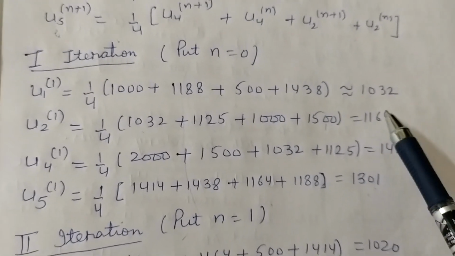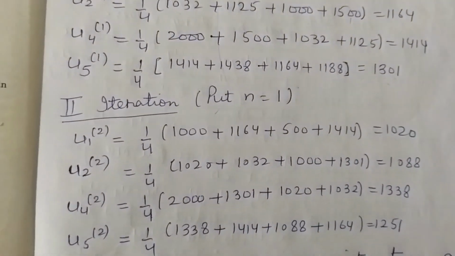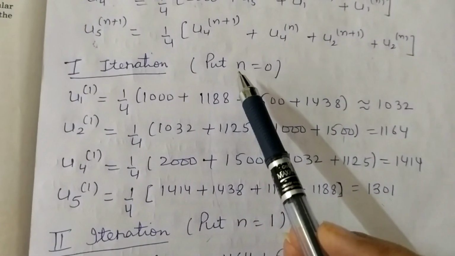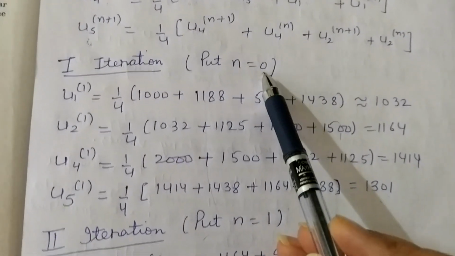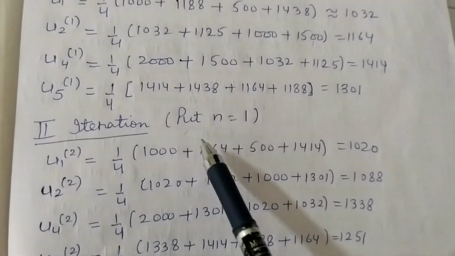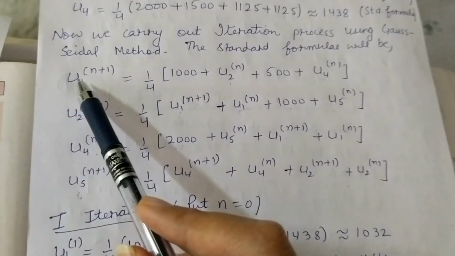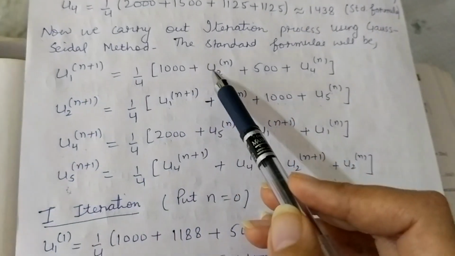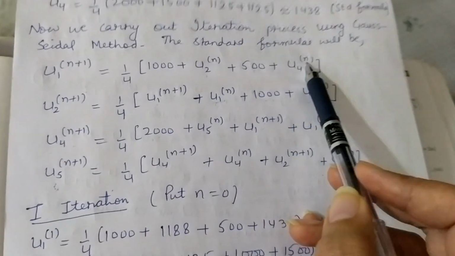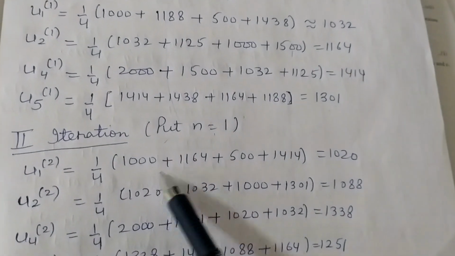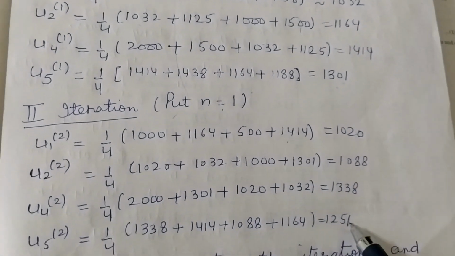So if I go to iteration number 2, in iteration number 1 you have to start by putting n equal to 0. So your iteration number 2 will have n equal to 1. So here you will put n equal to 1, so it will become U1 2, it will become U2 1, it will become U4 1. You will put all the values and you will get the answers.